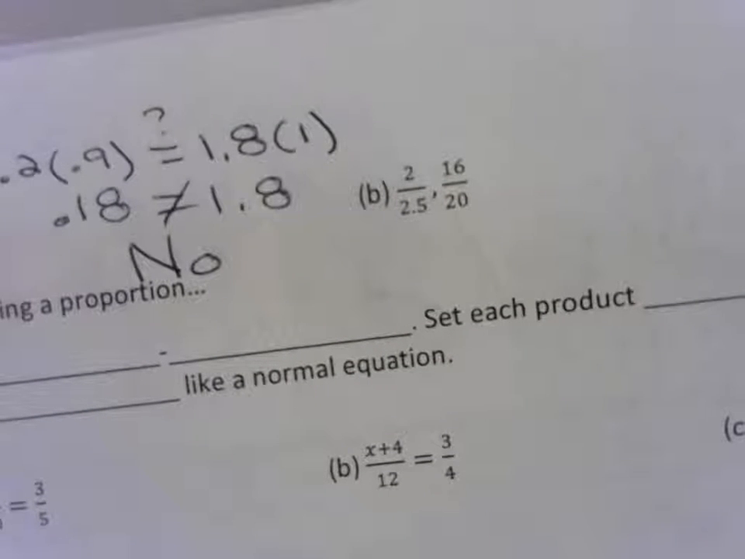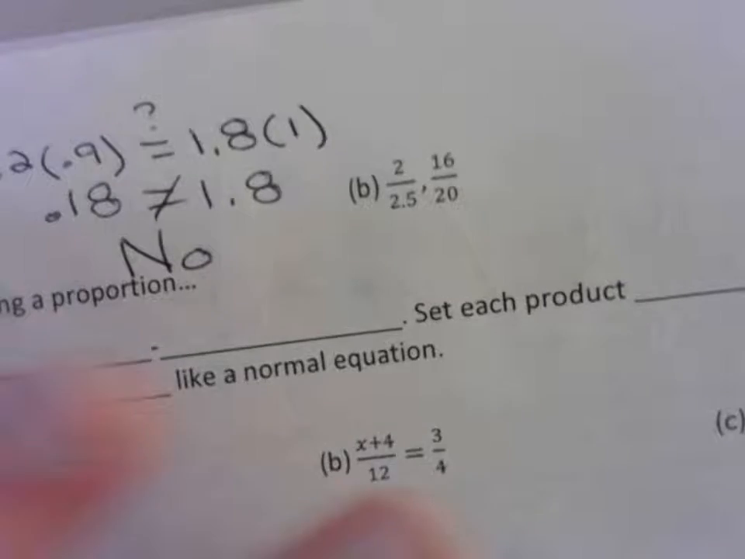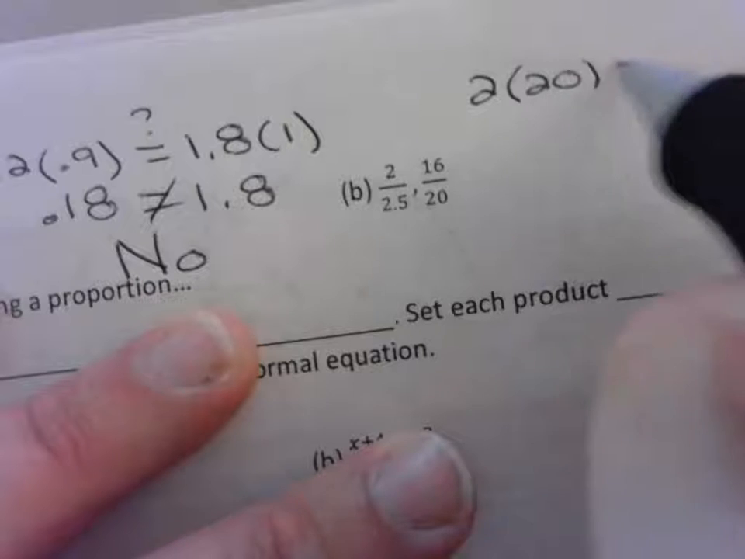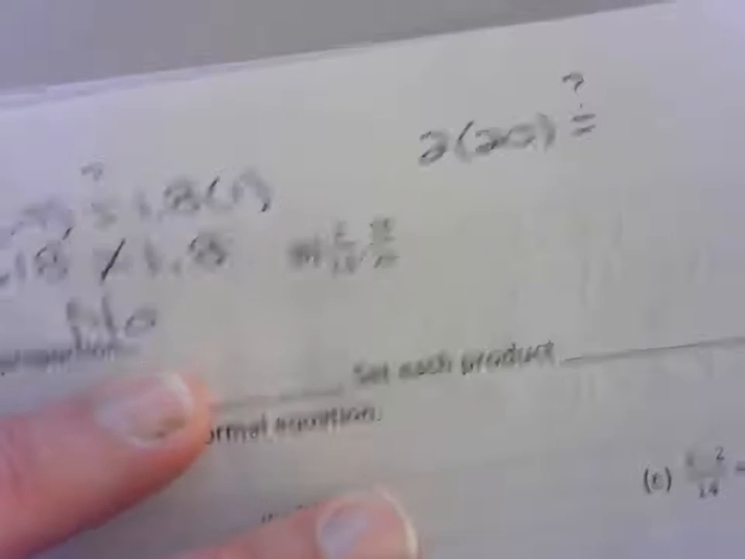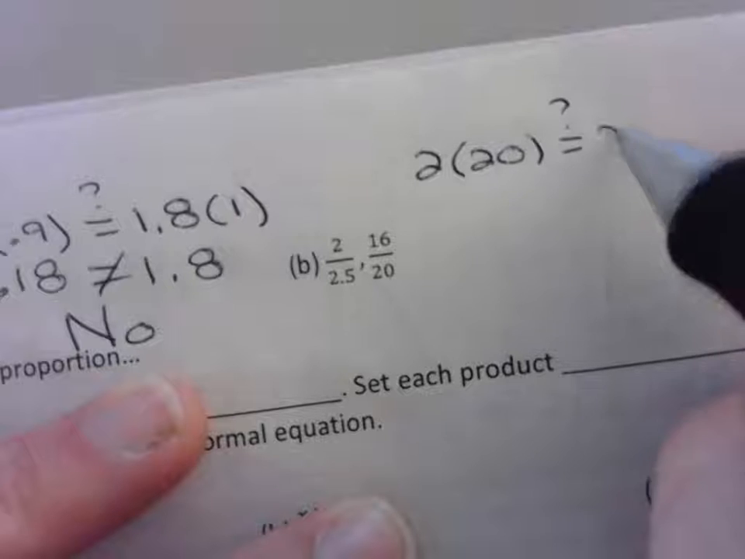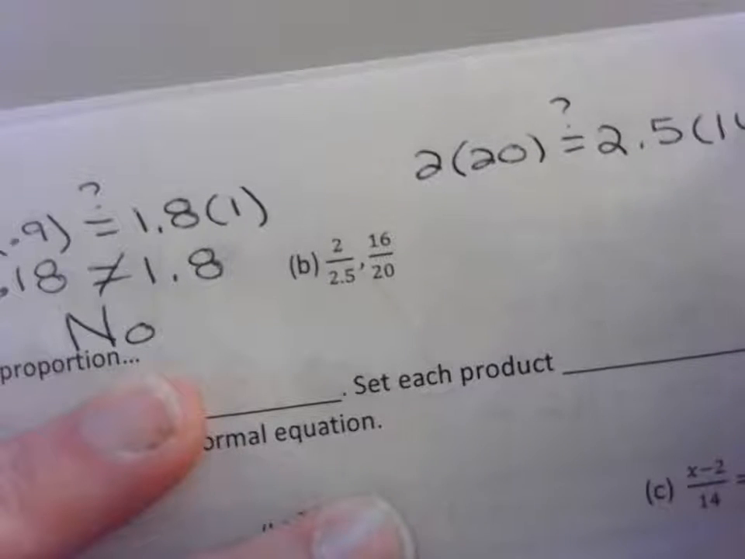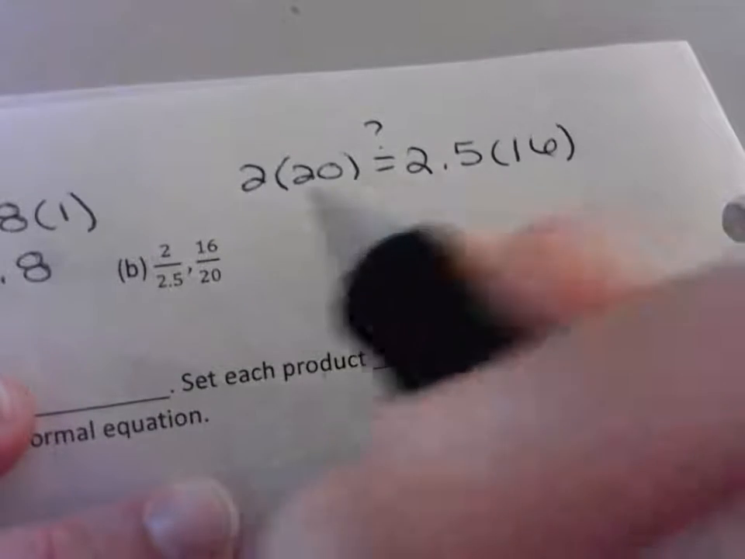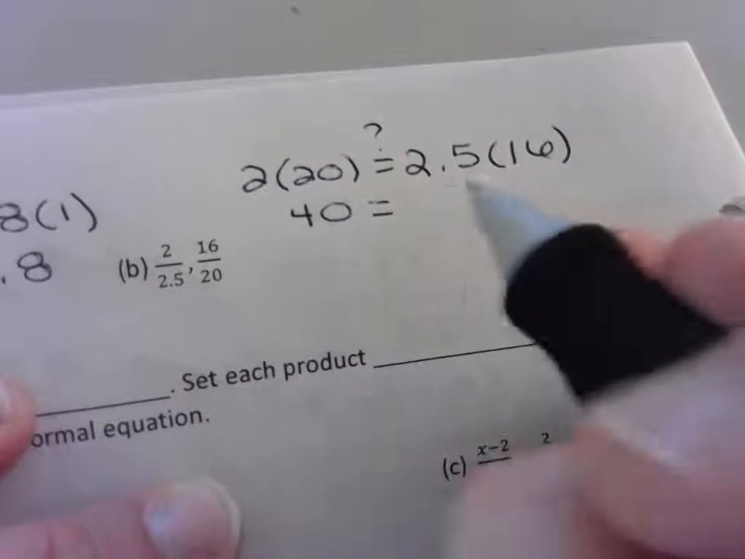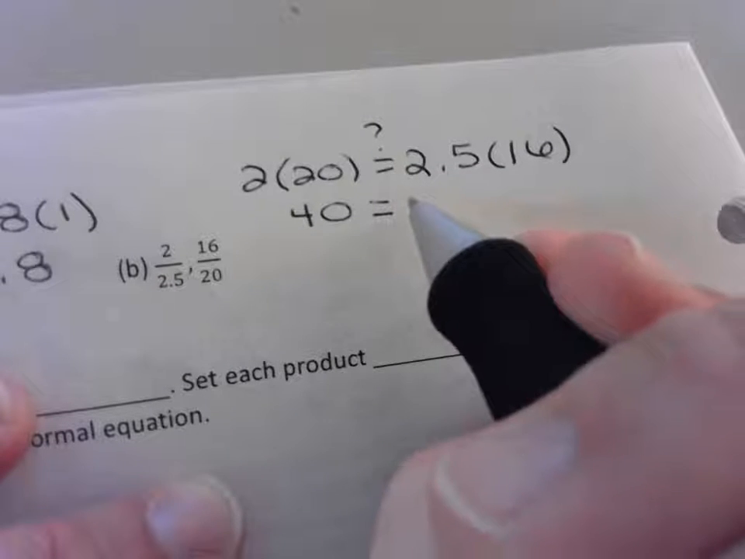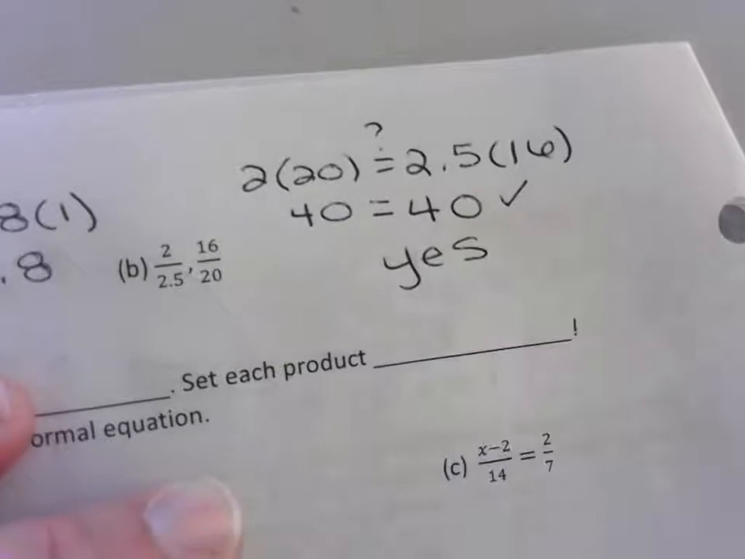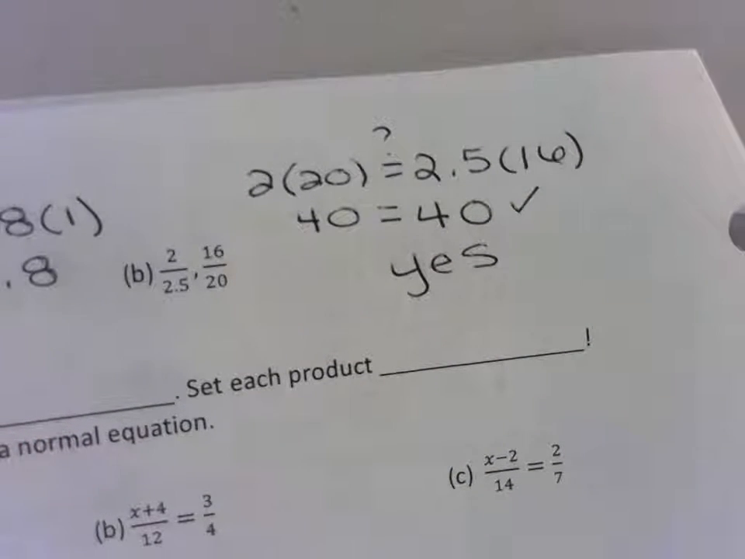And then let's check part B. First cross product would be what? Yep, 2 times 20. Is that equal to, I'm going to put a question mark, 2.5 times 16? You don't need a calculator. 2 times 20? 40. Does that equal, what's 2.5 times 16? 40. That does equal. So yes. So for two ratios to be a proportion, their cross products have to be equal to each other.